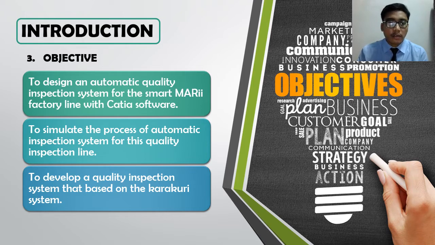From all the problem statements that we mentioned before, there are several objectives that need to be achieved in this project. First is to design an automatic quality inspection system for the Smart Mari factory line with Latia software. Next is to simulate the process of the automatic inspection system for this quality inspection line. Finally is to develop a quality inspection system that is based on the Karakuri system.